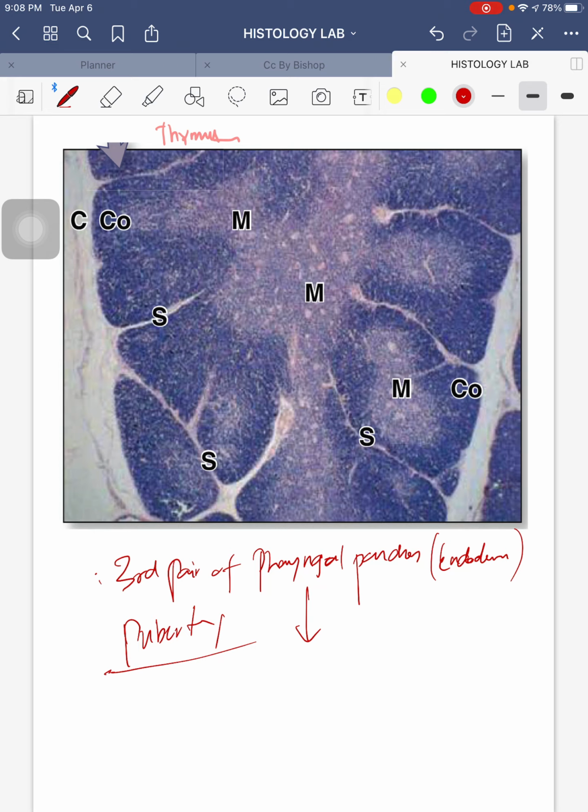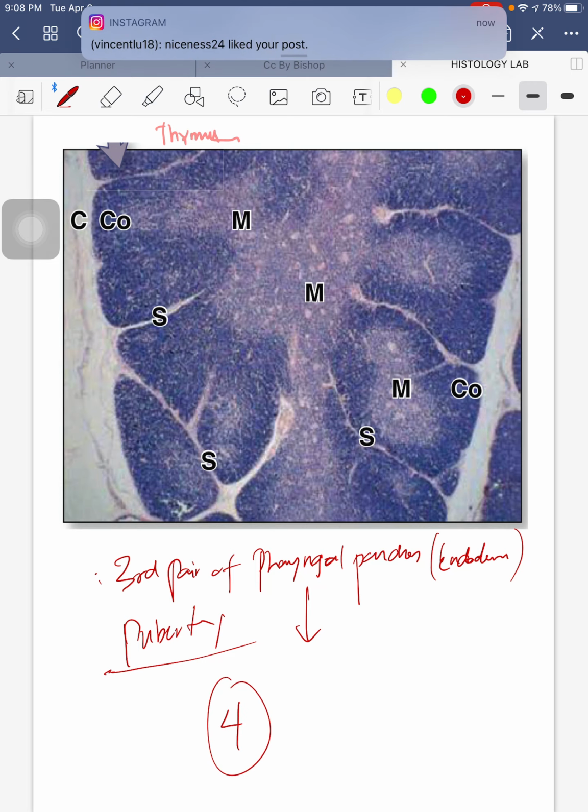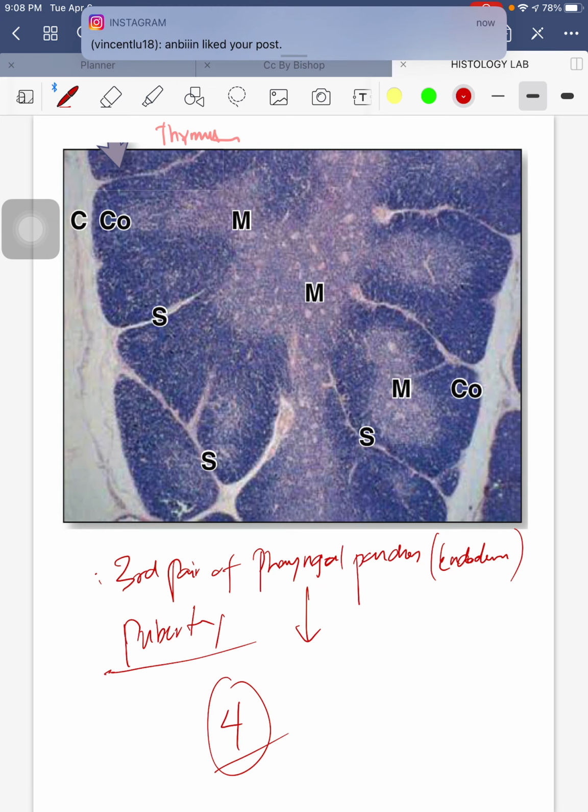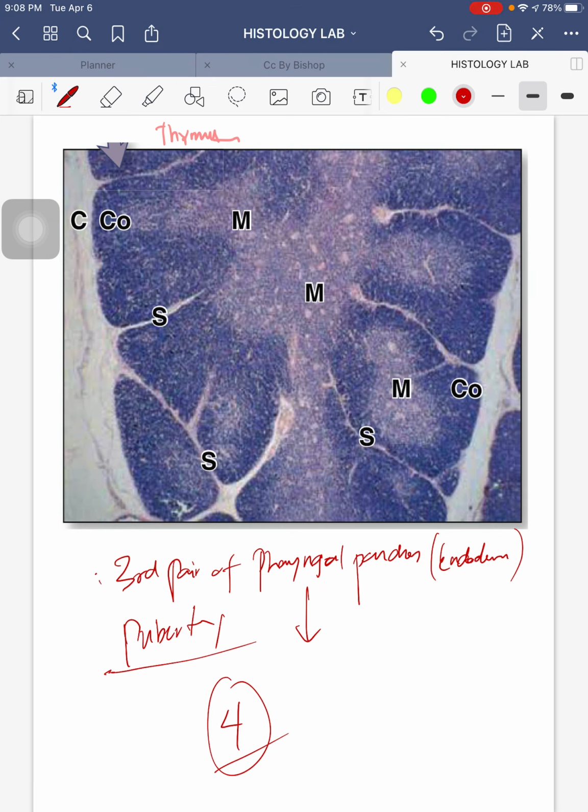The parts you have to take note of, there are 5: your cortex, medulla, septa, trabeculae, and your Hassall's corpuscles. We'll tackle that one by one. Here you have your septa. Septa meaning spaces or septations. This is just spaces that will divide the organ into separate lobules.